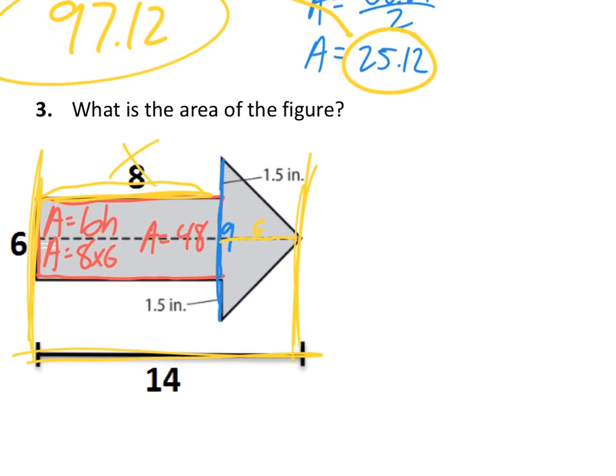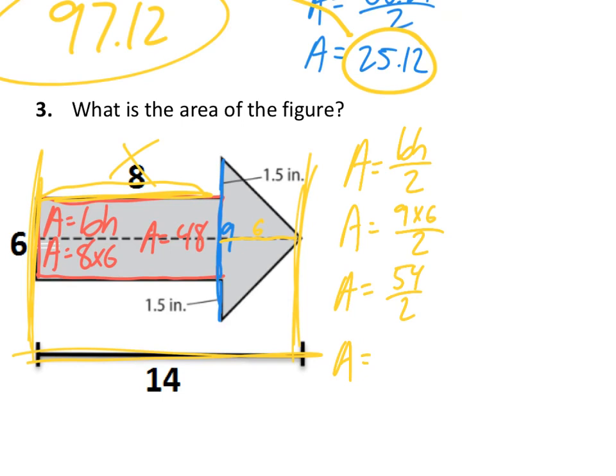So for my triangle, I'm going to do area equals base times height divided by 2. My base is 9 times my height of 6 divided by 2. 9 times 6 is 54.